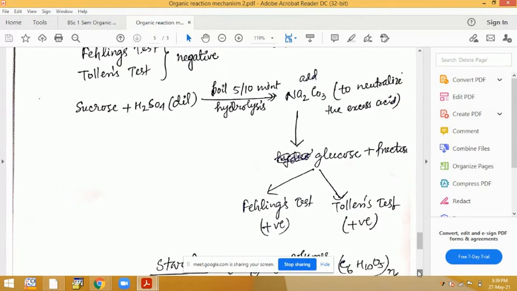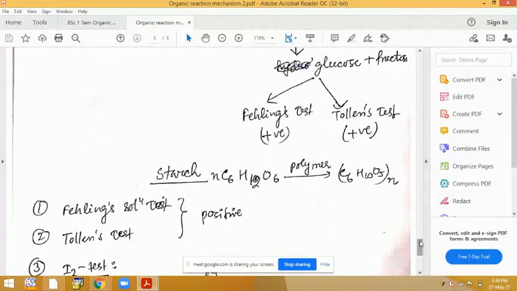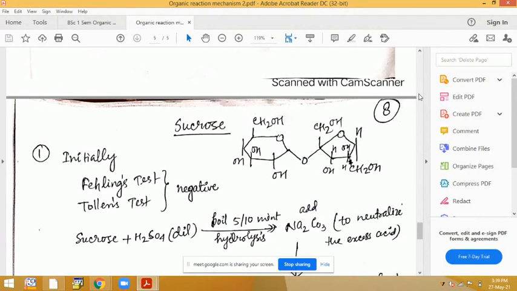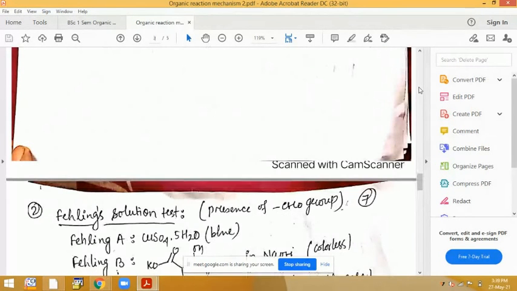And again, since starch is a polymer in nature, its solubility in water is very low in comparison to glucose and sucrose. So from solubility and the iodine test, you can differentiate starch from glucose. So this is all about your carbohydrates.